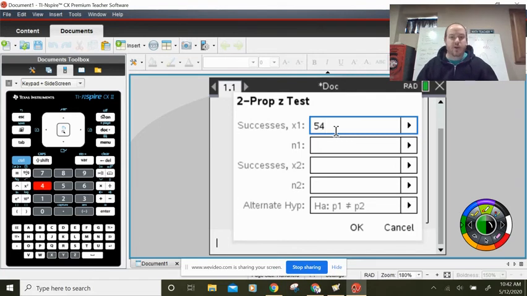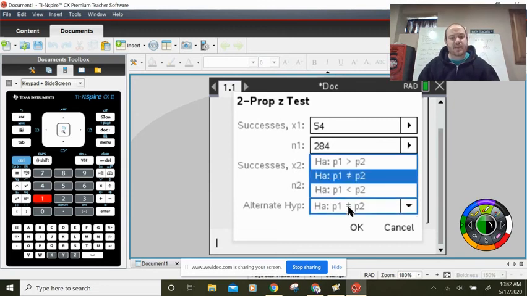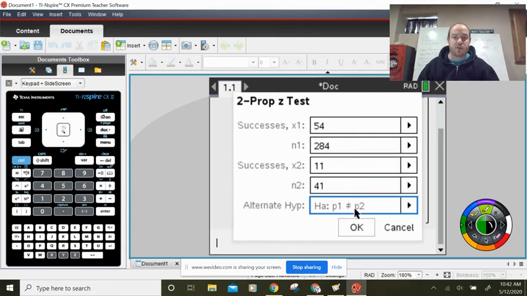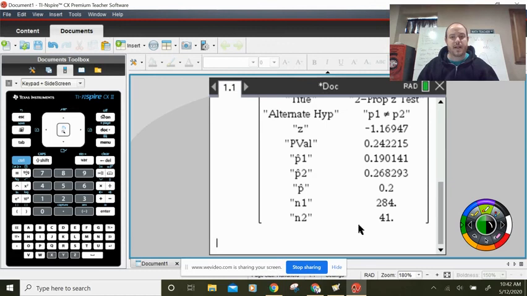And just like before, it's going to ask us for very similar data. It's going to ask us for our number of successes for the first sample, which was 54, 284 for the total number in that sample, 11 successes for our second sample, and 41. And it actually defaults to having it as the not equal to. But notice the greater than or less than are also there. But we are using the not equal to, so we will move forward with that. And it tells us that the p-value for this is 24.2215% or 0.242215. So that means that in our first sample, it was less than the second sample.